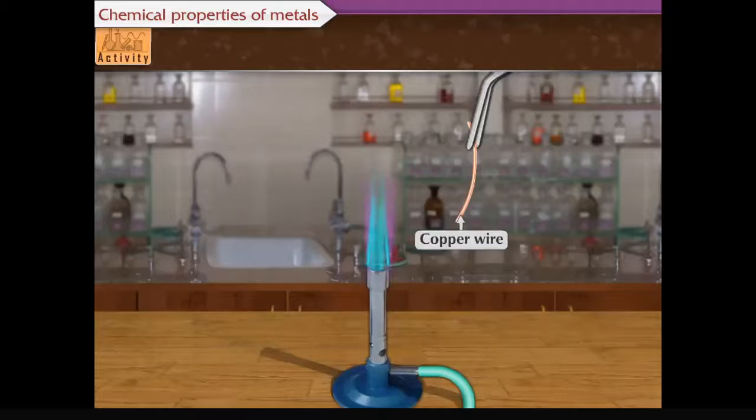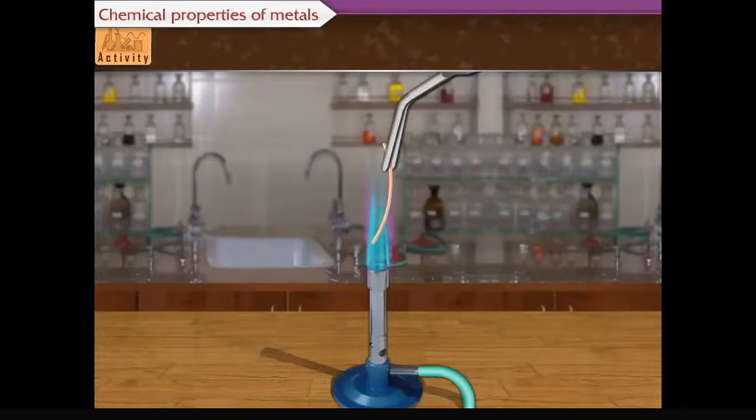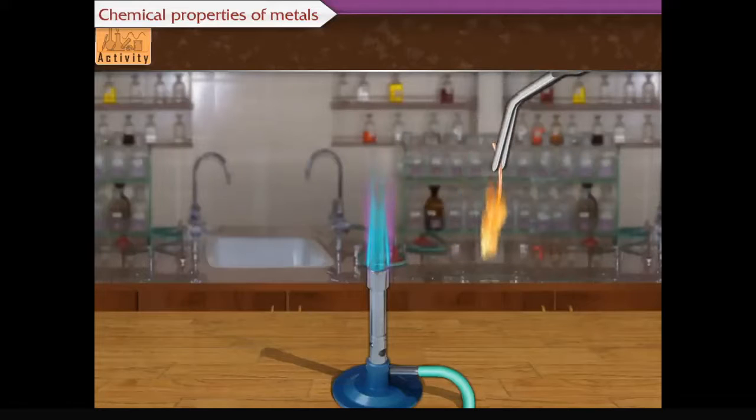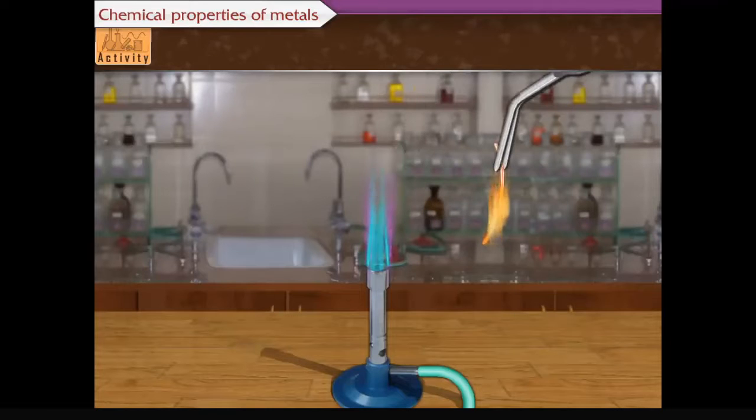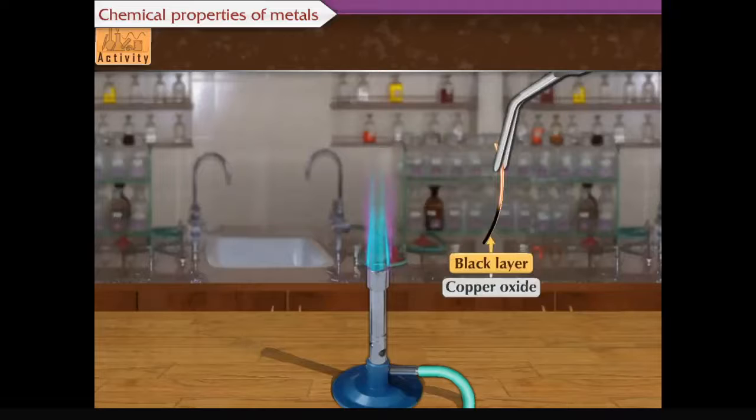Hold a copper wire with a pair of tongs at the top of the flame of the burner. What do you observe? Copper does not burn in air even on strong heating. On prolonged heating, we see formation of a black layer of copper oxide formed over the wire.